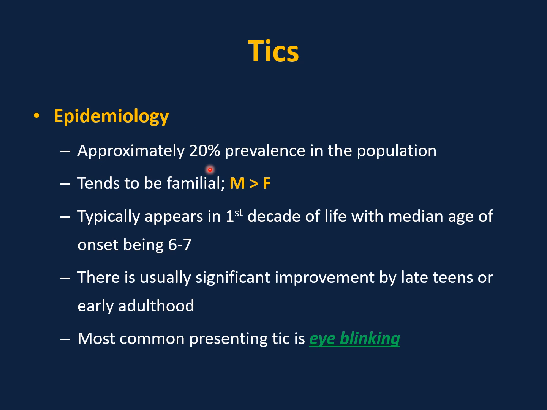Epidemiology of tics: approximately 20% prevalence, common, more in boys than girls, typically appears in the first decade of life with a median age of 6 years. Most of the kids improve with no intervention by late teens or early adulthood. Most common presentation is eye blinking tic. This is very common in pediatrics.